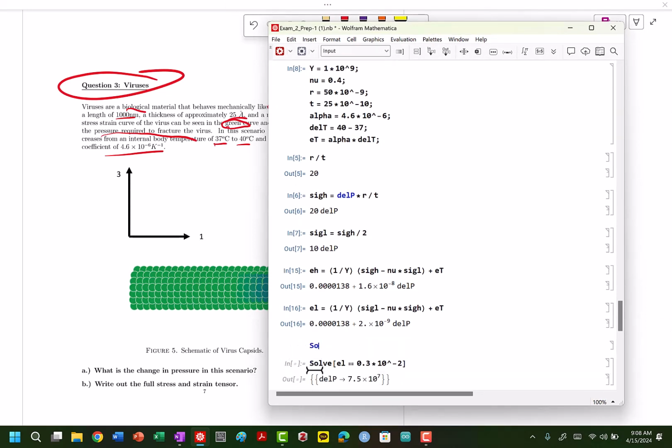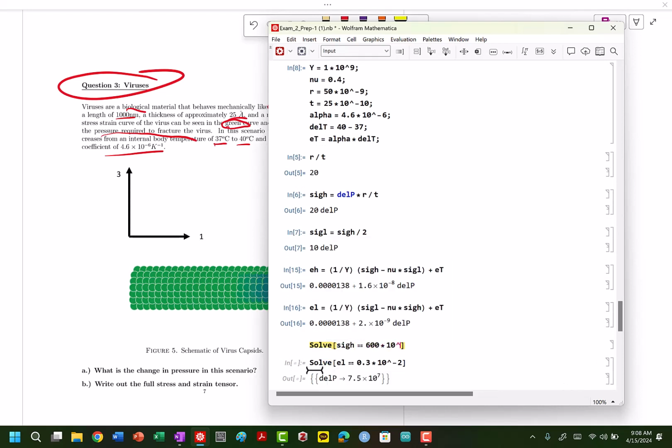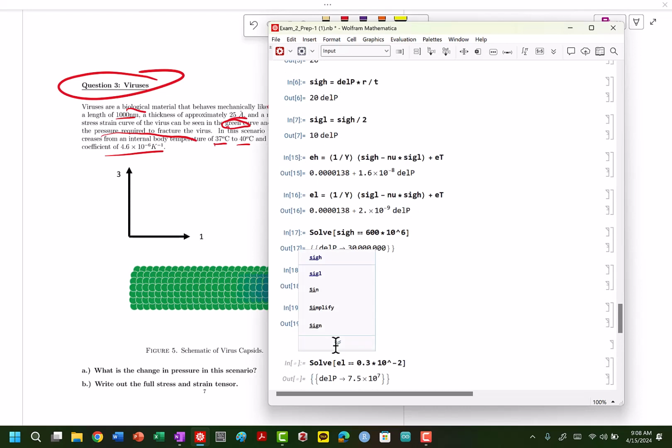Now, the stress at which the material fractures, our hoop stress is always larger than our longitudinal stress. So I'm going to solve when sig h, set that equal to 600 times 10 to the 6, so 600 megapascals, because that's the stress at fracture. So this would be my del P for that scenario. And then, if that's my del P, then sig h is this, sig L is this.